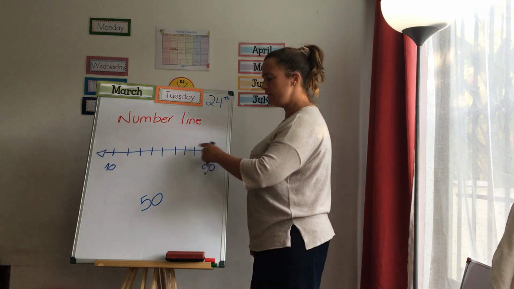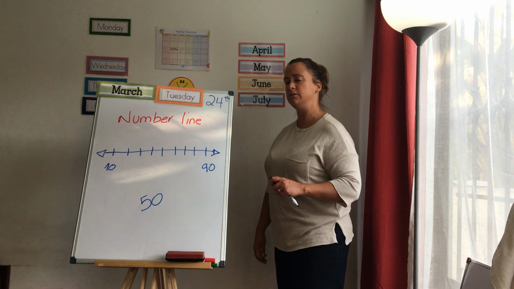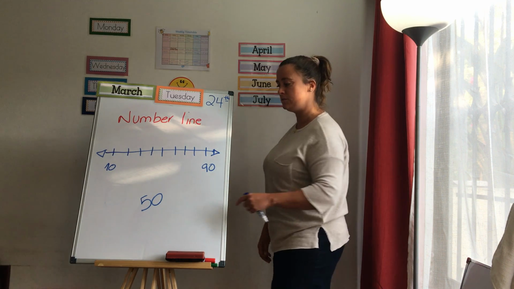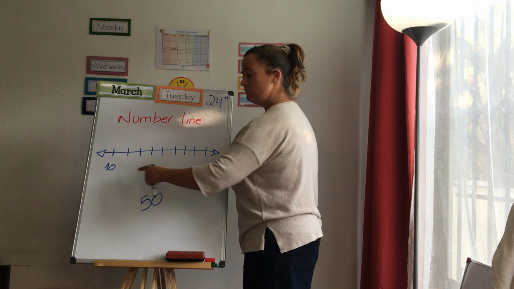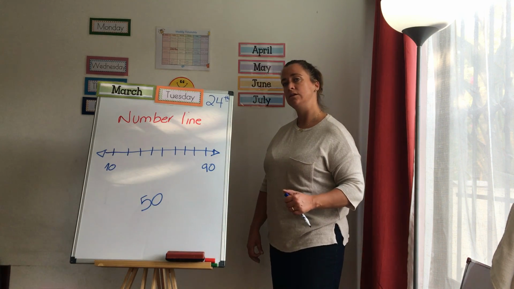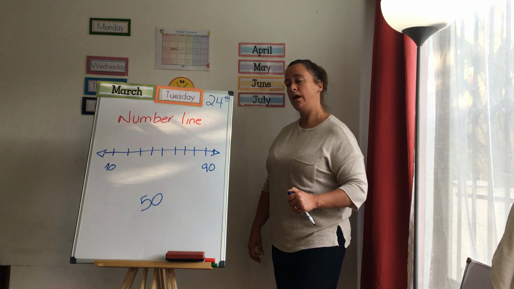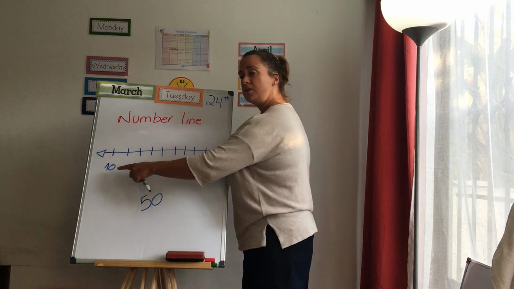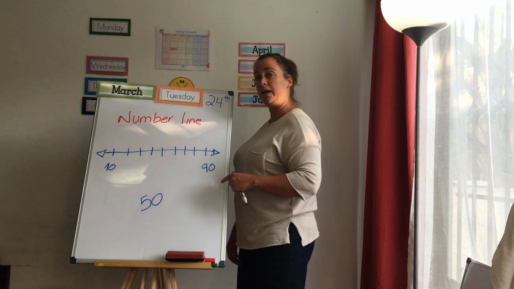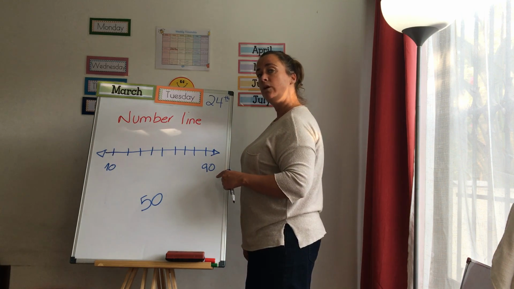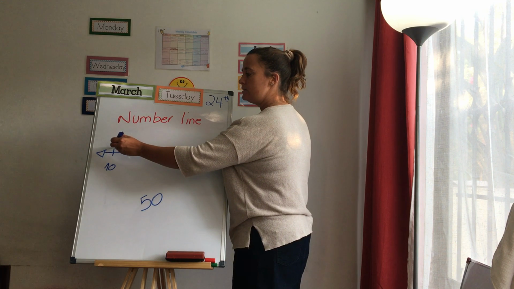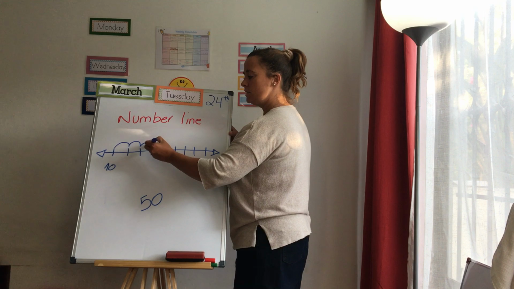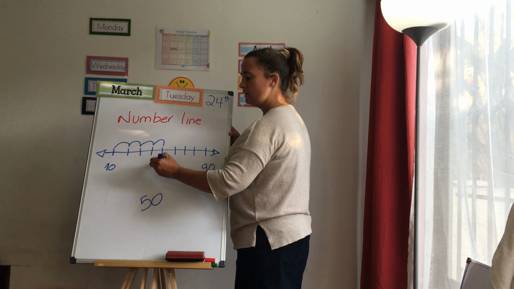But miss, there are no numbers in the middle. No, we don't need numbers in the middle for this one. Because these are even numbers. You remember the even numbers? I don't need all the little ones in the middle for this. I can start from 10 or I can start from 90. It's up to you. If we start from 10: 10, 20, 30, 40, 50.